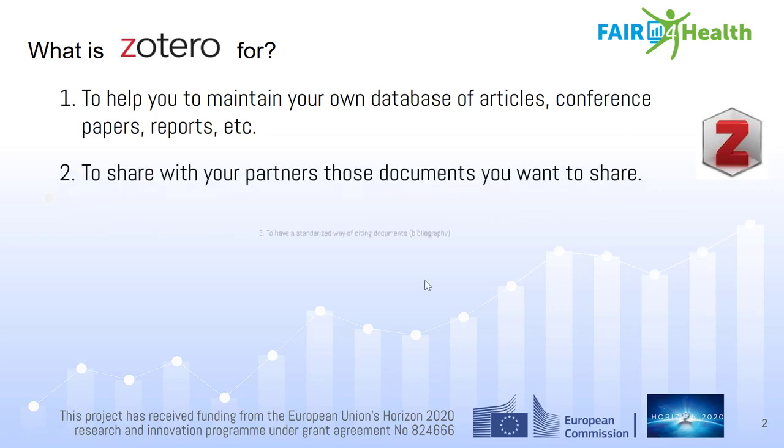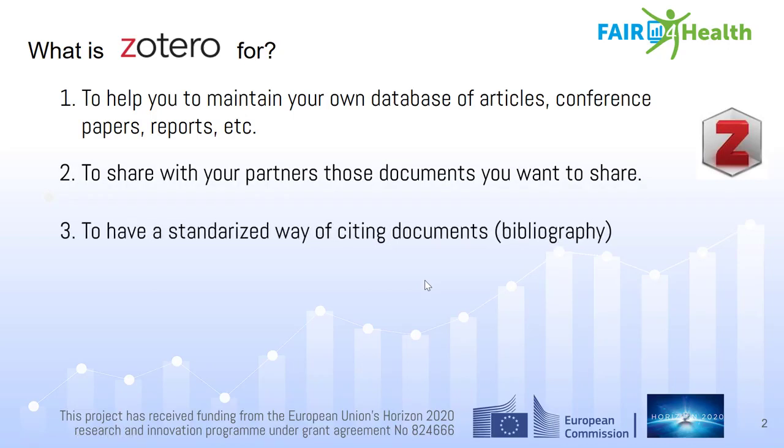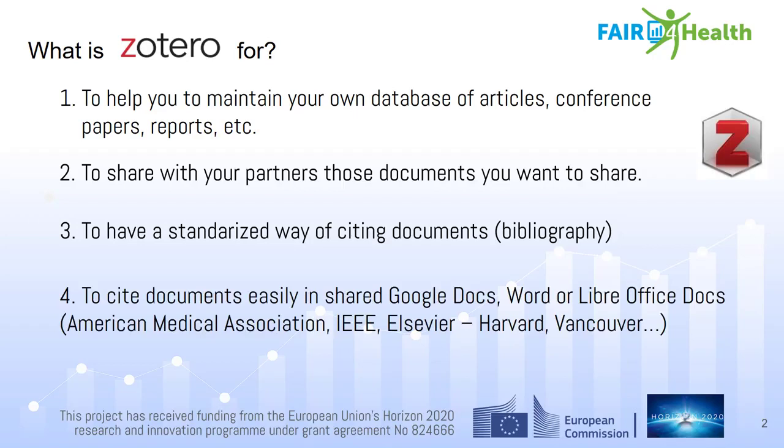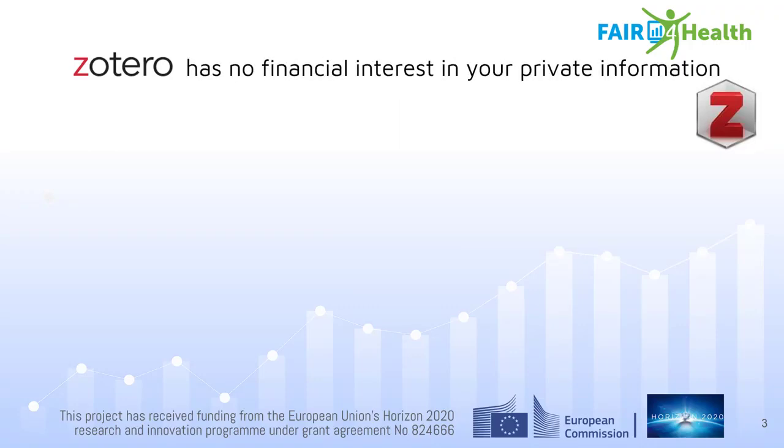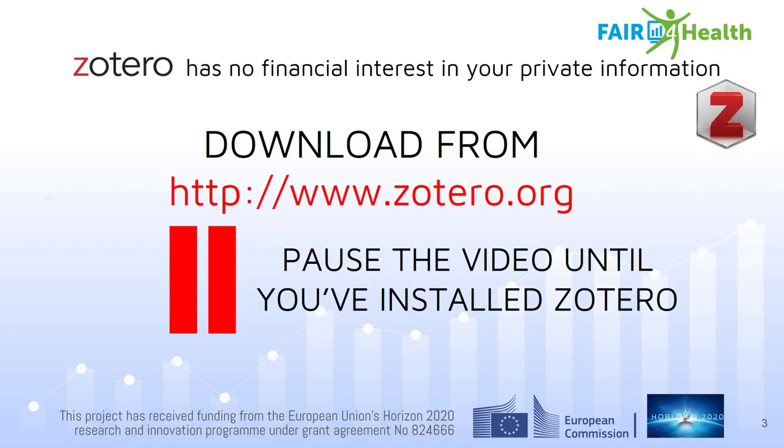It's a very easy program to have a standardized way of citing documents when you write some article or report in a Word, Google Docs, or LibreOffice program. With Zotero, you can use the citing style for journals or standard citation styles like Vancouver, Elsevier, or Harvard. Zotero is a free software, it's open source, it's developed by a non-profit organization, has no financial interest in private information. Please pause now the video and proceed to install Zotero from the URL you can see on the screen.